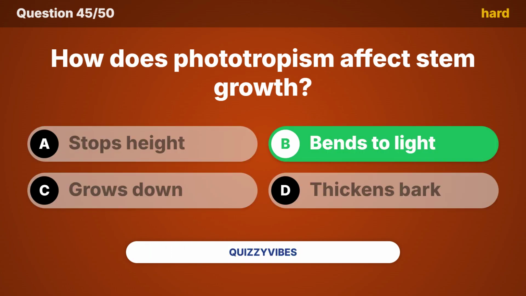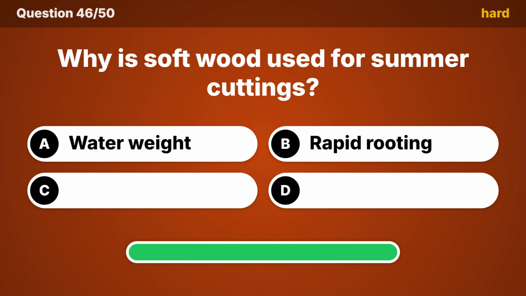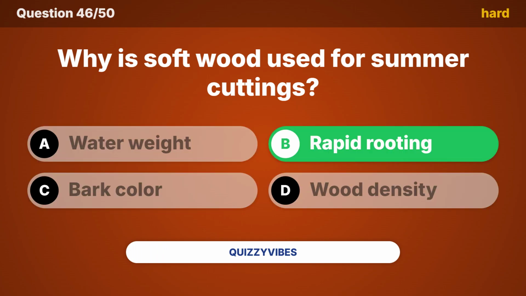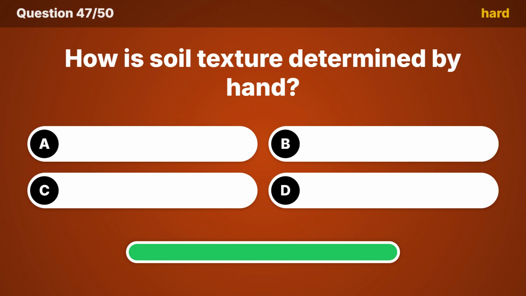Did you guess it? The answer is bends to light. Why is softwood used for summer cuttings? The answer is rapid rooting. How is soil texture determined by hand?